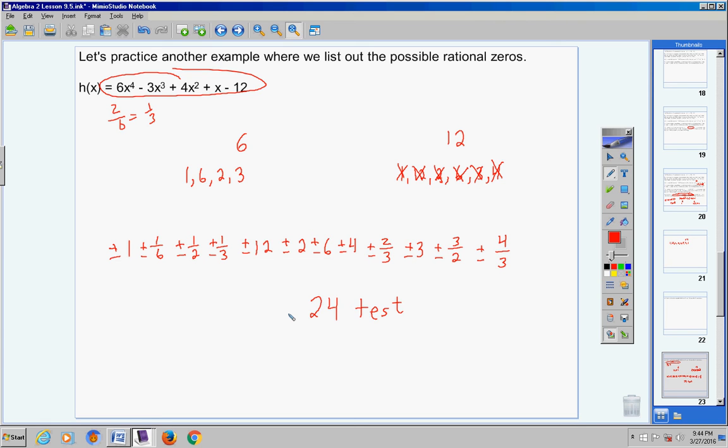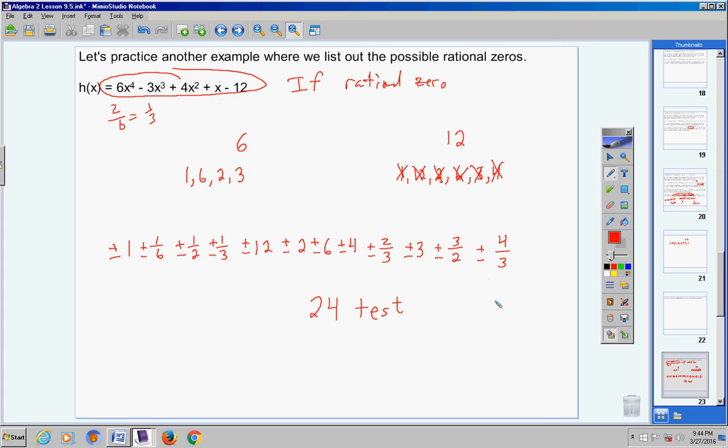But you still need to know how to make a list of possible rational zeros. Because if this problem's not factorable, you've got to make a list of possible rational zeros. Are you listening? If there's a rational zero for this function, it'll be in this list somewhere. Period. It has to, if it's rational. So if this polynomial function has a rational zero, it will be in this list. And that's why that list is so important.